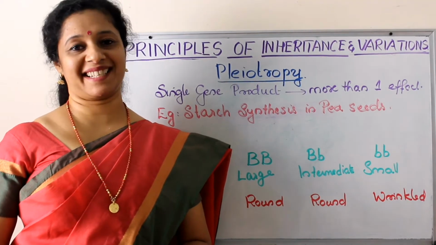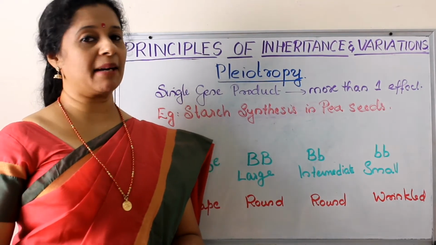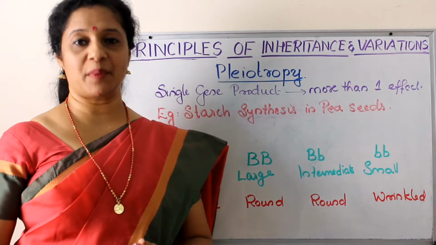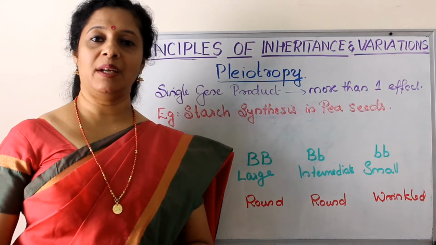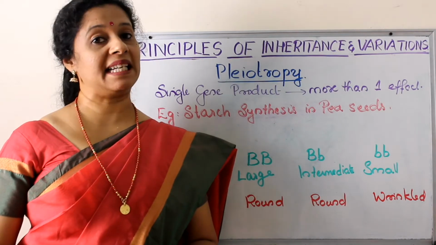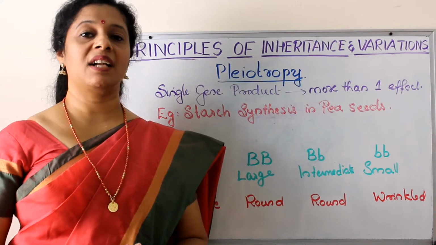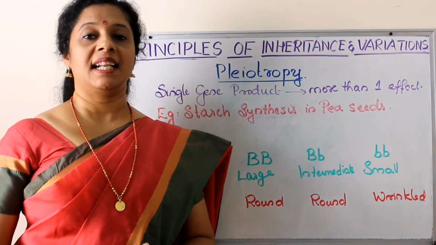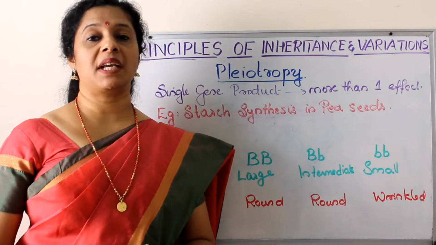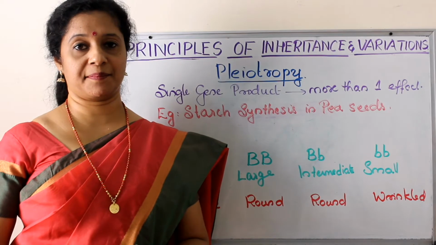I am Soumya Harikrishna. Now we are learning the chapter Principles of Inheritance and Variation, and we have been dealing with the deviations from Mendelian principles. We discussed incomplete dominance and also codominance. Let us discuss today pleiotropy and polygenic inheritance.